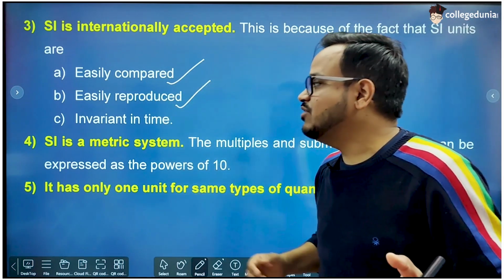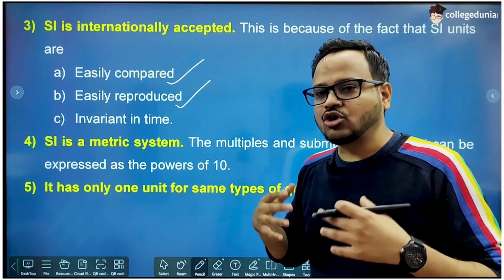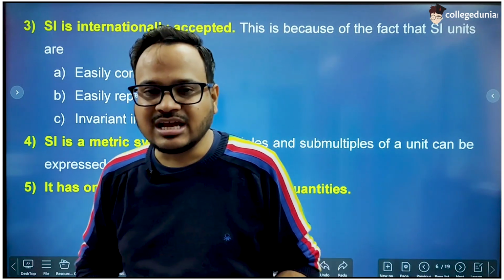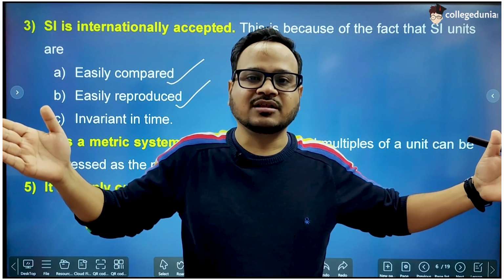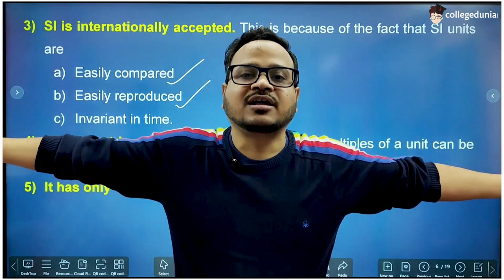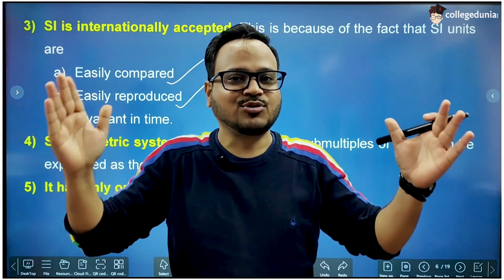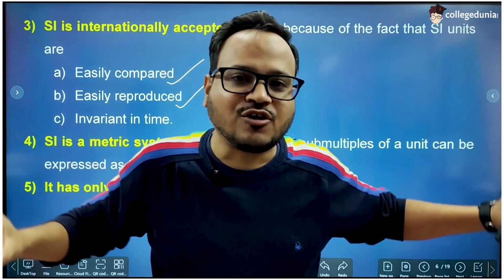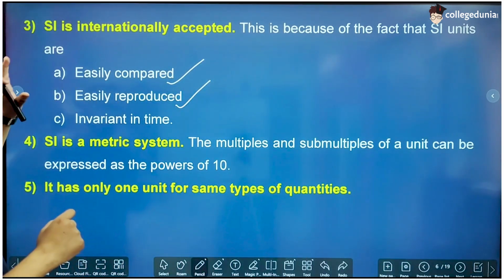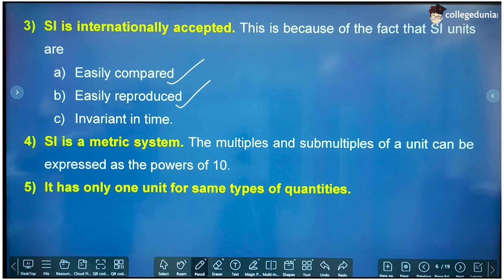And these units are invariant in time. These units are not going to change with time. Like if 1 meter is this length, then this is not going to be a different length in the next 100 years. It is going to remain as this particular length. So these units are not going to change with time.